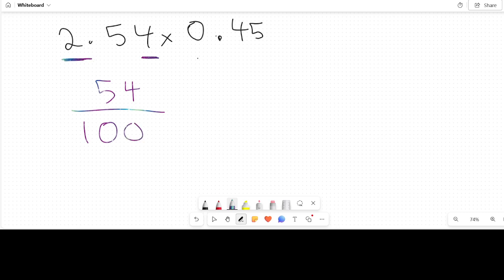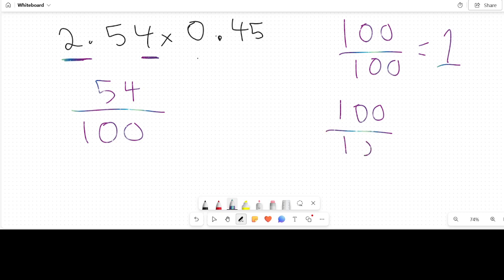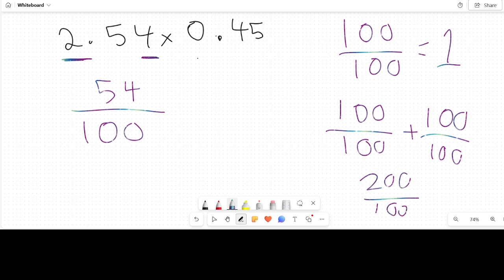Now, we can't just forget about this 2. So 2 ones is equal to 200 hundredths, because 100 over 100 is equal to 1 whole. So for 2 wholes, you would do 100 over 100 plus 100 over 100, and you would get 200 hundredths. So you have 254 hundredths.